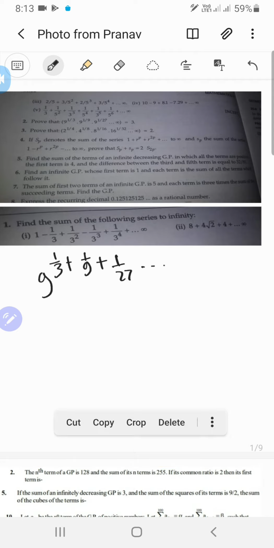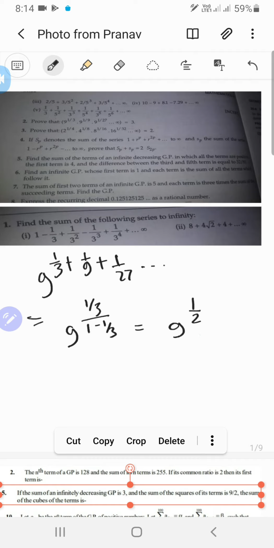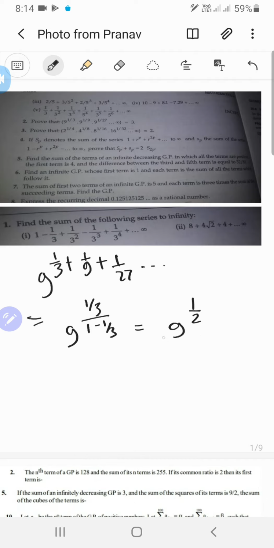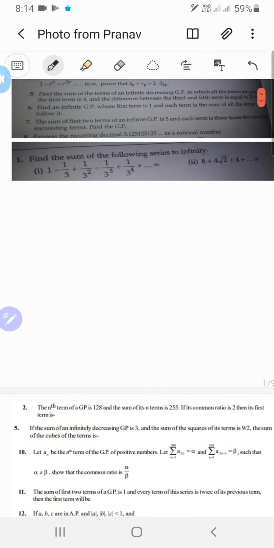The first term is 1/3, the ratio is also 1/3, so this is going to be equal to 9 to the power of 1 upon 3 minus 1, which is just 1 by 2, which equals 3, right? So yeah, that's nice. This was easy. Let's go to the next question. Just scroll down a little bit.